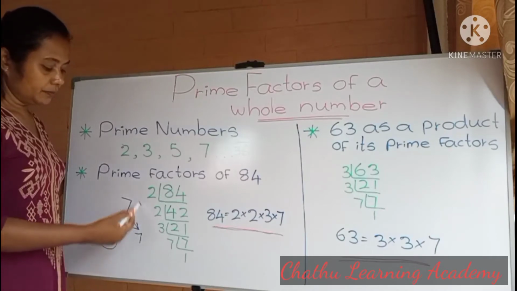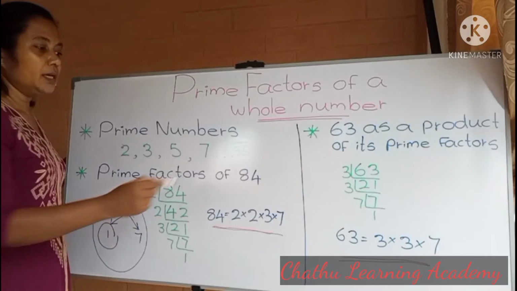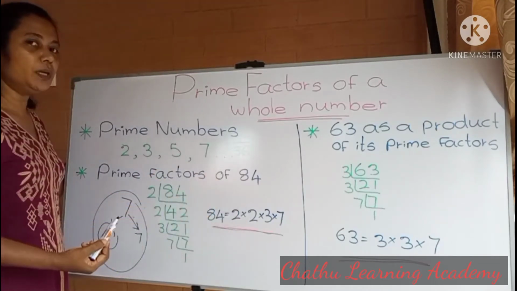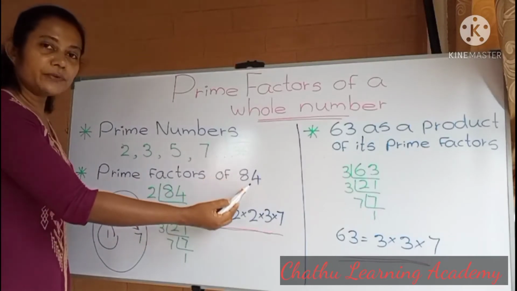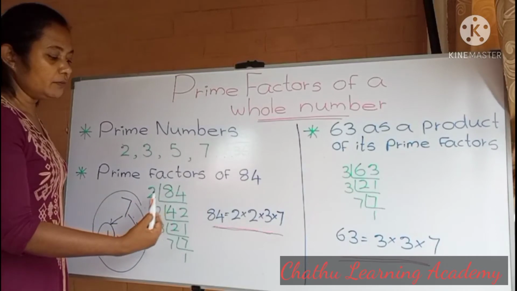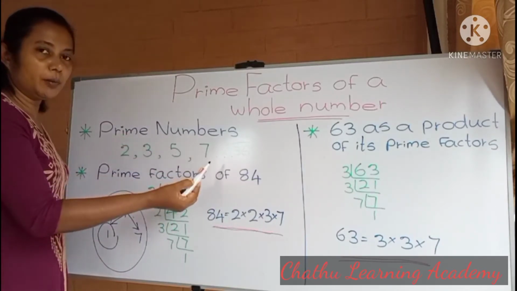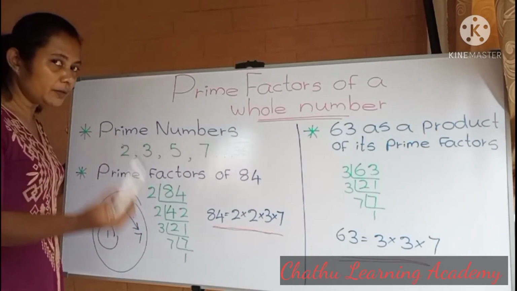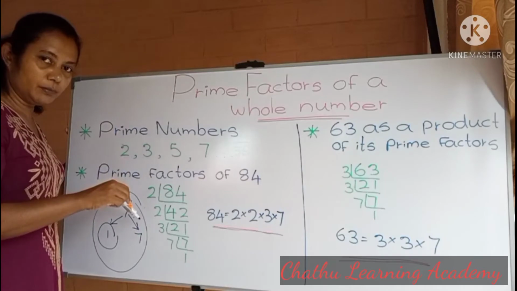Okay, then we can't find the prime factors of prime numbers. Here the given number should be a composite number. Here, prime factors of 84. 84 is a composite number. Then we can divide this 84 by prime numbers. Here we want to find the prime factors, so we should divide the given number by prime numbers.